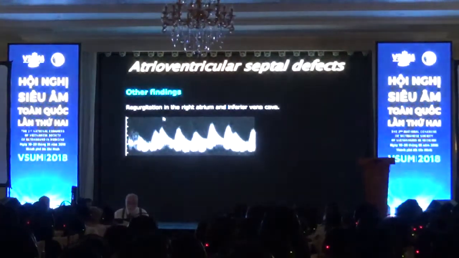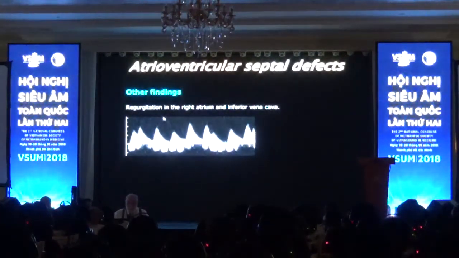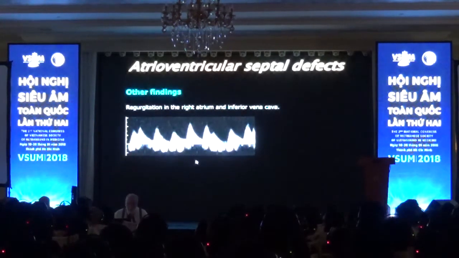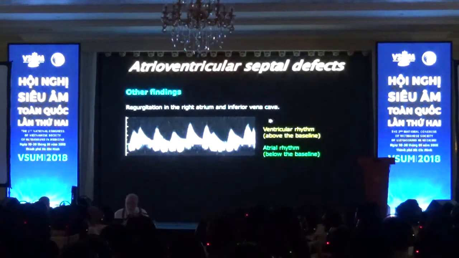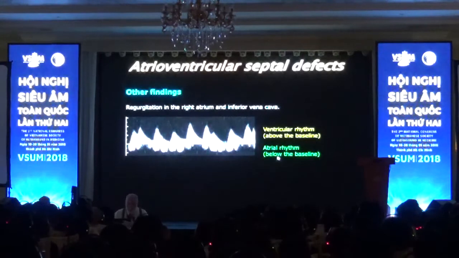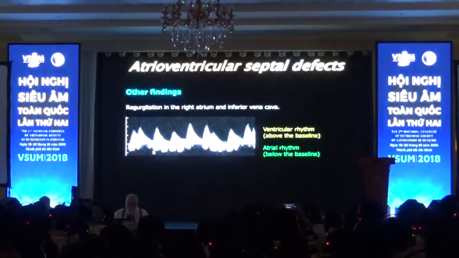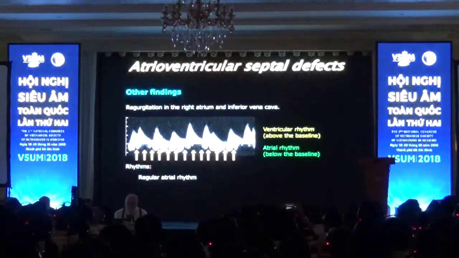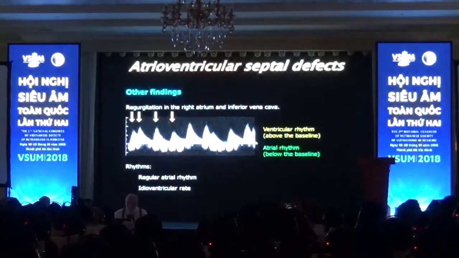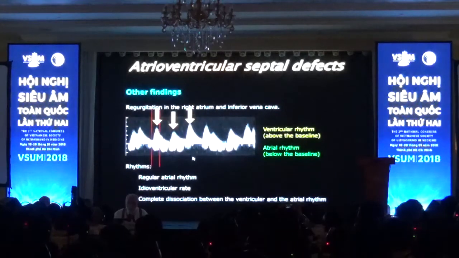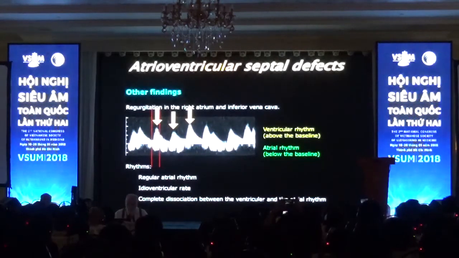Now, sometimes you can make the diagnosis without even looking at the heart. This is a regurgitation in the right atrium and the inferior vena cava. What you see on this side of the tracing is the ventricular rhythm. On this side, you see the atrial rhythm. You can see clearly that the atrial rhythm is regular, but the ventricular rhythm is very irregular. And more than that, the atrial and the ventricular rhythm are not correlated. There's a complete atrioventricular block between one and the other.